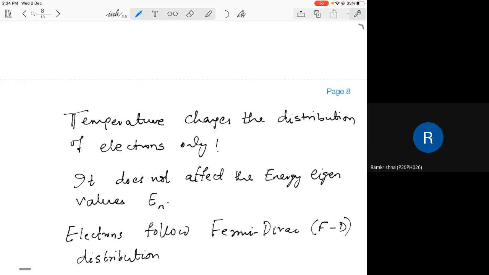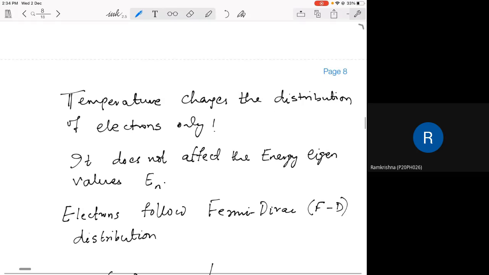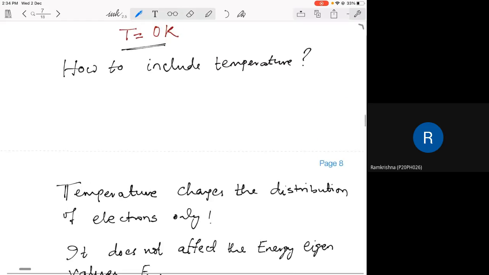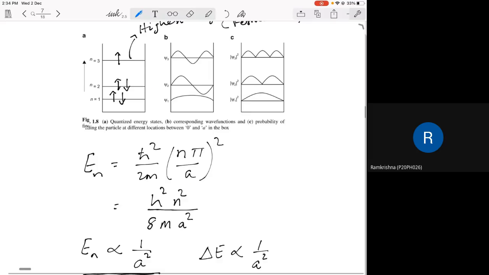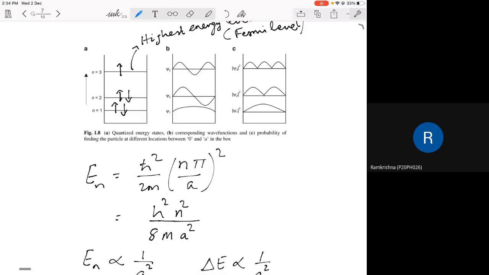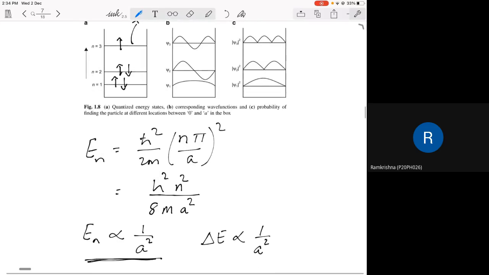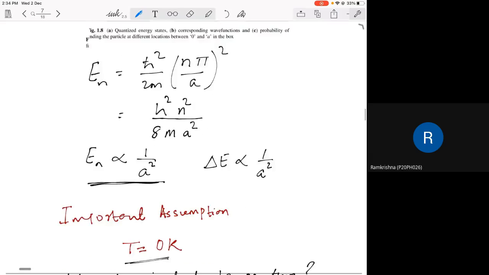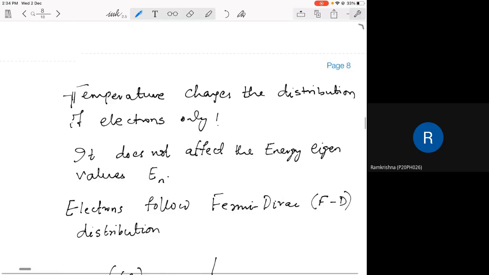So temperature changes. Basically, what does temperature do? We have these energy levels. It is not going to change anything in terms of the energy levels as such. It only changes the distribution, or how the electrons will be distributed in these energy levels. These orbitals, or the energy states or energy levels, remain the same. There is no change. Only how the electrons are filled will change.